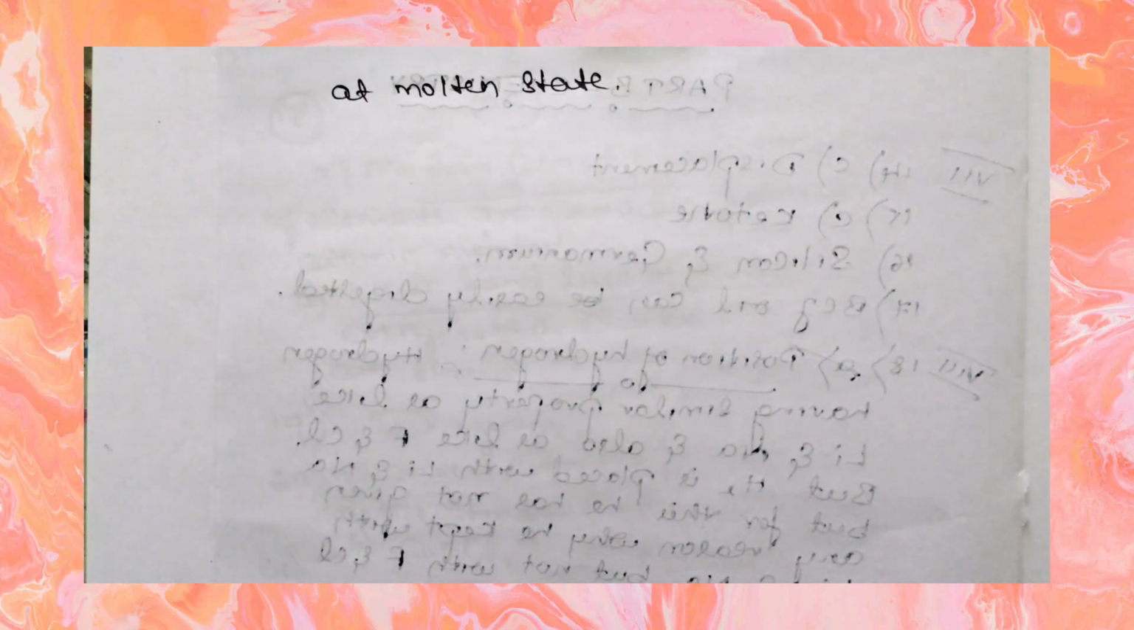Ionic compounds are solid and hard. Ionic compounds do not conduct electricity at solid state. Ionic compounds conduct electricity at molten state. They have high MP and BP. Both melting point and boiling point are more.